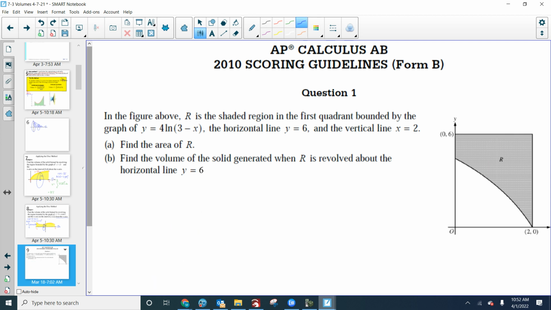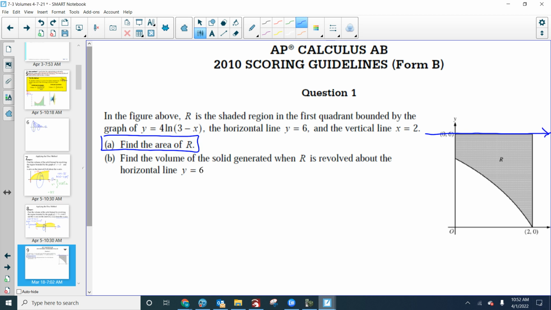All right, I want you guys to see one in context of an AP free response question. Okay, ready? Part A. Section 7.2 or section 7.3? Area of R. 7.2. Part B, find the volume of the solid generated if R is revolved around the horizontal line y equals 6. We have not done this yet. I bet you can figure it out.